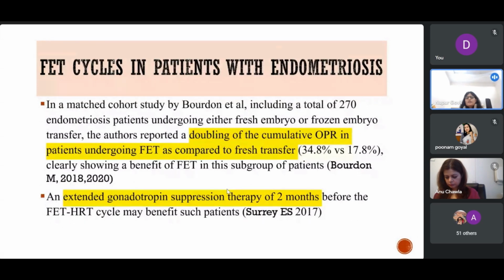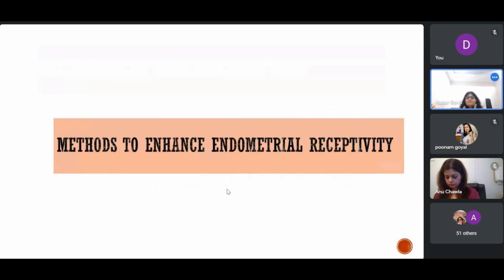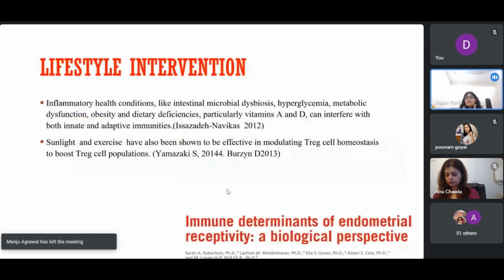So in endometriosis patients, it has already been proven that extended gonadotropin suppression therapy improves the pregnancy rate. So extended GnRH protocol before embryo transfer increases the chances of pregnancy. And in PCOS patients, it was found that FET cycles where letrozole was used, letrozole stimulated HRT cycles, had a lower miscarriage rate. So what are the methods where we can improve the endometrial receptivity?